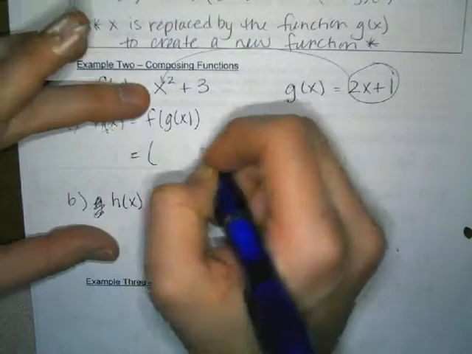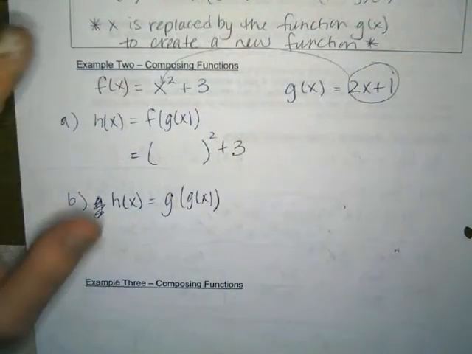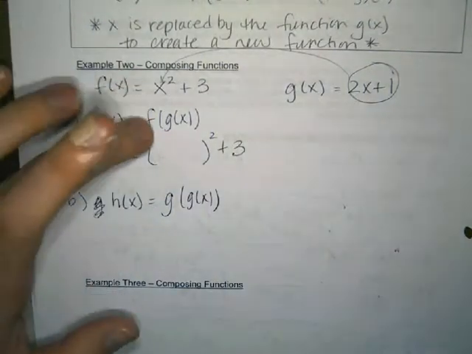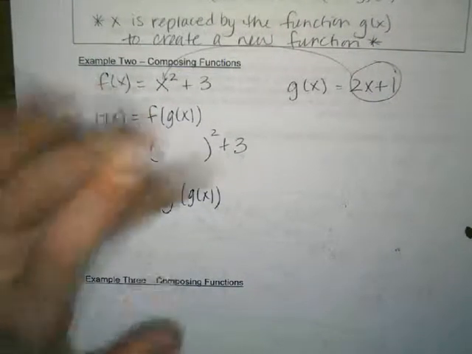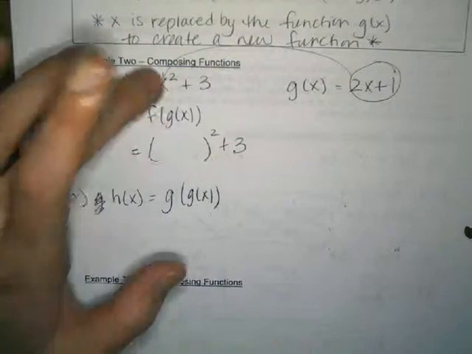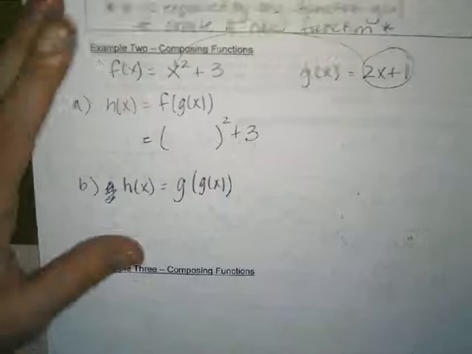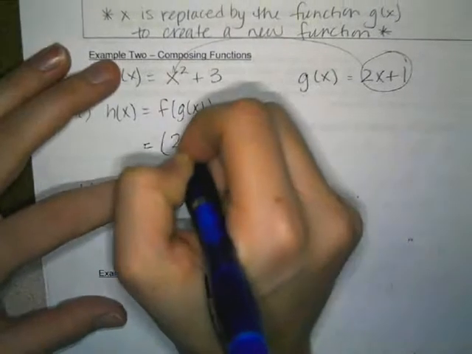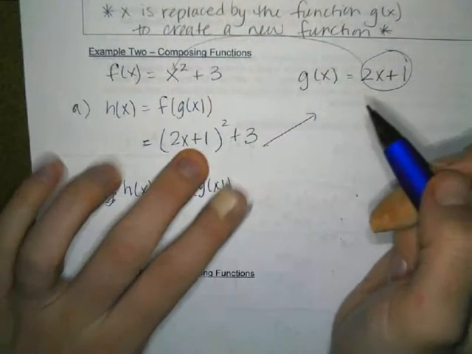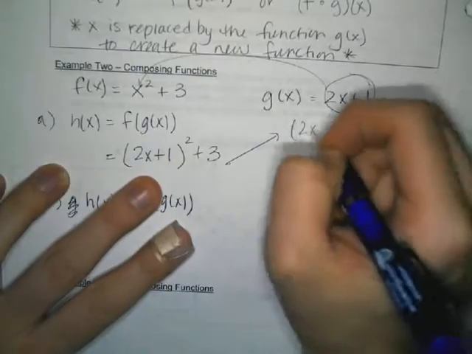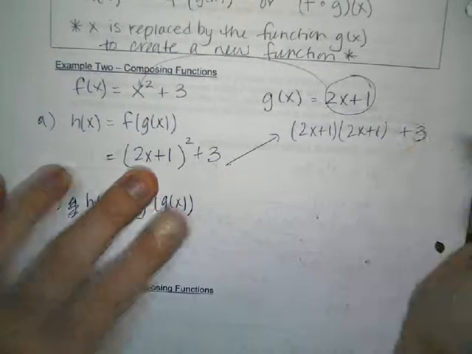A lot of times when I'm composing functions, if I'm not sure quite how to write it, I'll rewrite the function I know I'm supposed to be plugging into, so the one on the outside. And instead of writing anything in, I'm just going to leave parentheses where the x does go, because I know I'm going to have to plug something in for that. And then I know in this case I have to plug in 2x plus 1. Now to simplify, 2x plus 1 squared means 2x plus 1 times 2x plus 1. So we're going to FOIL that out.